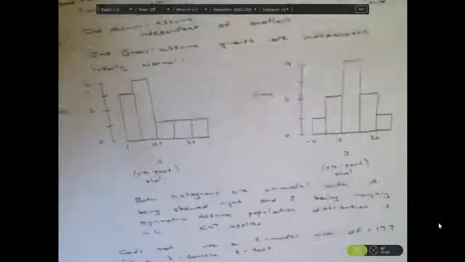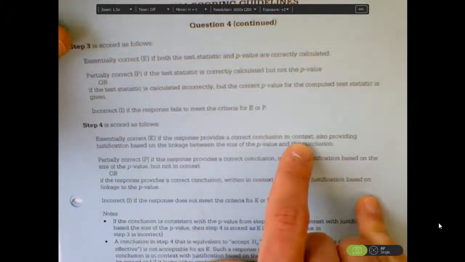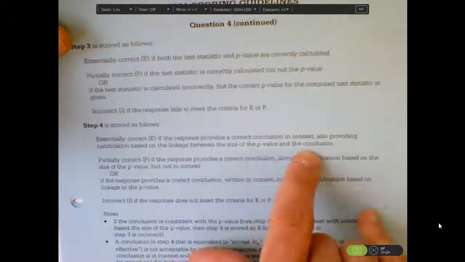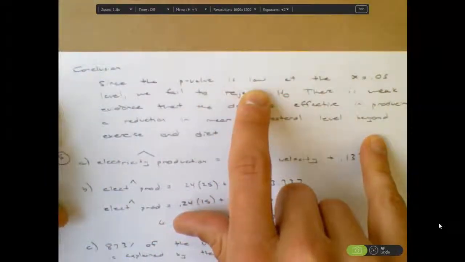Okay, so that leaves me with my conclusion. So if we take a look at that, section 4 for the scoring for step 4, what do we need? Essentially correct. If you have a correct conclusion in context and providing justification based on the linkage between the size of the p-value and the conclusion. Okay, so since the p-value is low, it was 0.062, we failed to reject the null.